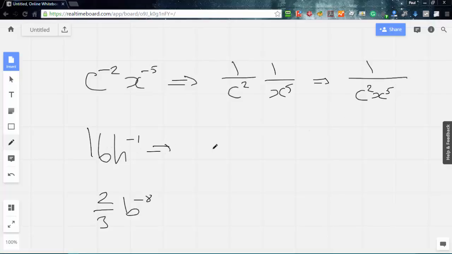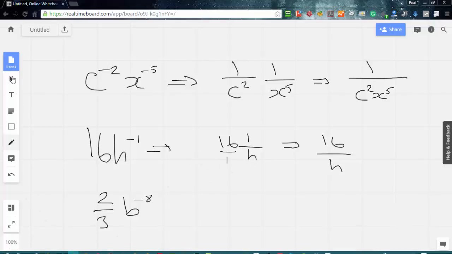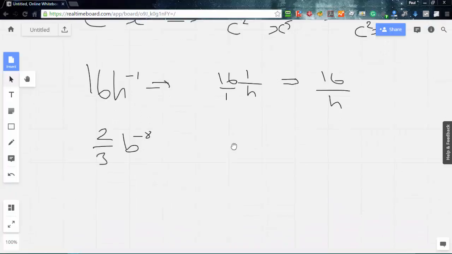On to the next one, 16, well that just stays as a 16. h to the minus 1 becomes 1 over h. I'll just leave it as h because h to the 1 is h. And multiply the 16 by the 1 gives me 16, and there's nothing at the bottom there, just the h. If you get confused by the fraction thing, just imagine there's a 16 over 1 there.